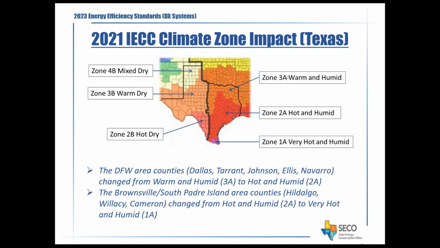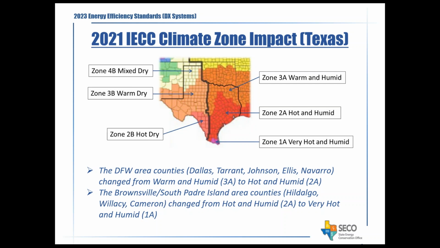There's a table over there, and there are changes. So, for example, the DFW area counties, which is Dallas, Tarrant, Johnson, Ellis, and Navarro, have changed from warm and humid, which used to be 3A, to hot and humid now, 2A. So there's been changes over there.